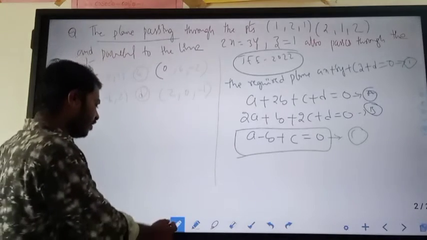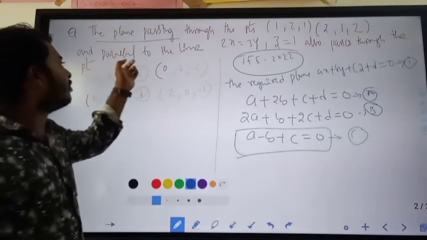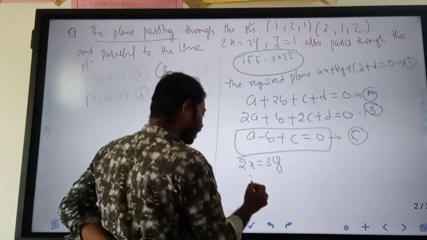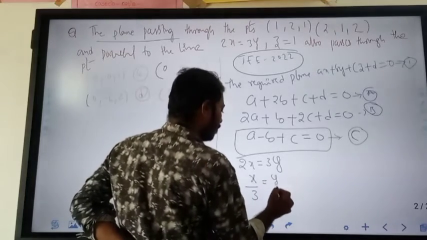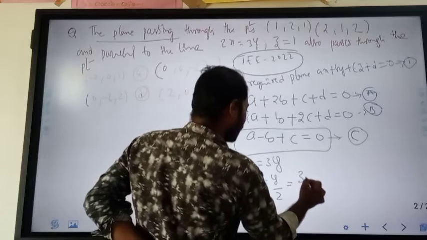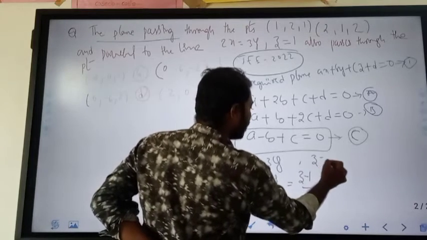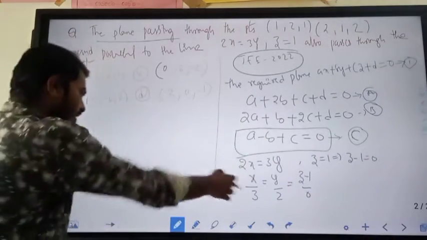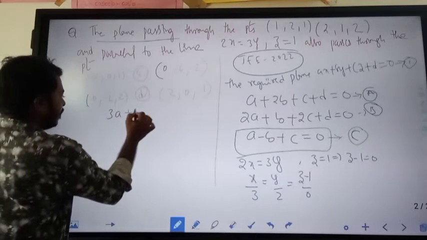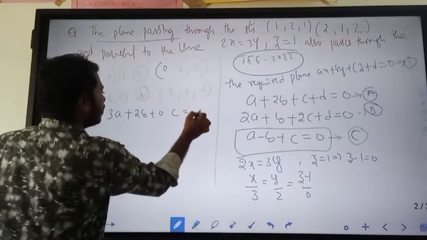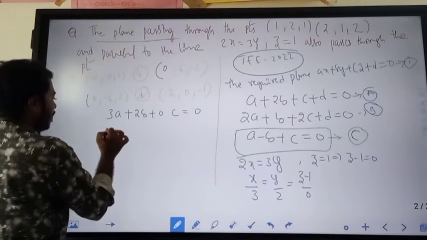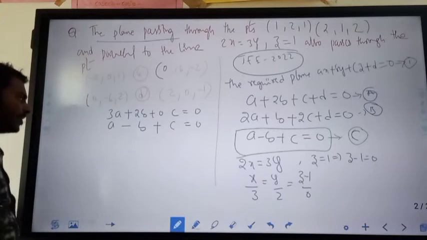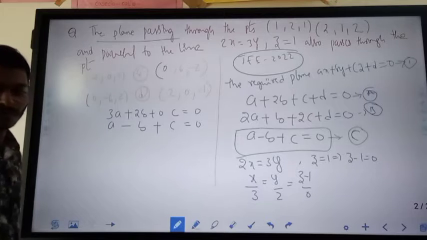Now they also give that the plane is parallel to a line. So we write down the line by interchanging the coefficients: x/3 = y/2 = (z - 1)/0, since z = 1 gives z - 1 = 0. Forming the plane condition, we get 3a + 2b + 0·c = 0, and equation C is a - b + c = 0.